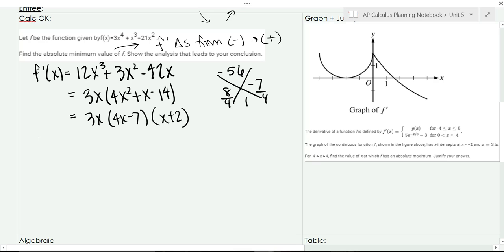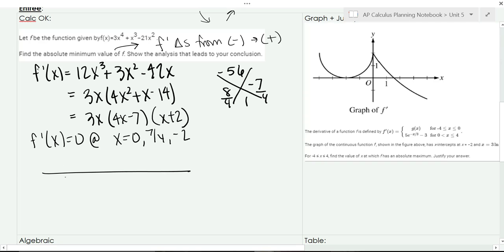This means that these three solutions, so f prime of x equals 0 at x equals 0, 7/4, and negative 2. So these are all going to be my critical points, right? Or what I'm checking. I can also narrow it down a little bit in a way. I know that these points are going to be negative 2, 0, 7/4.